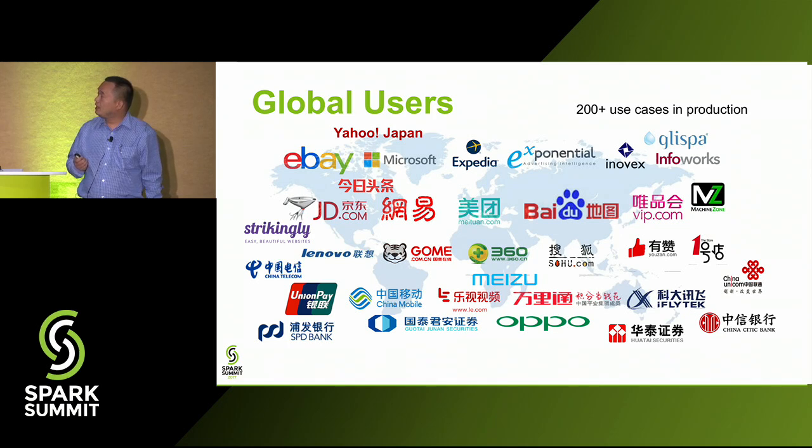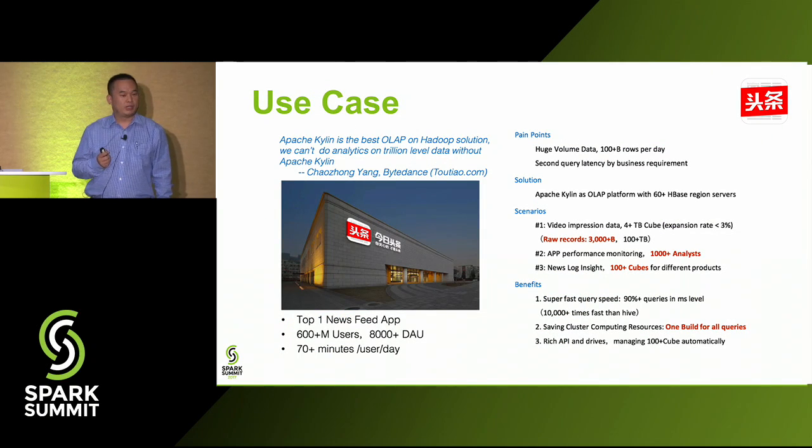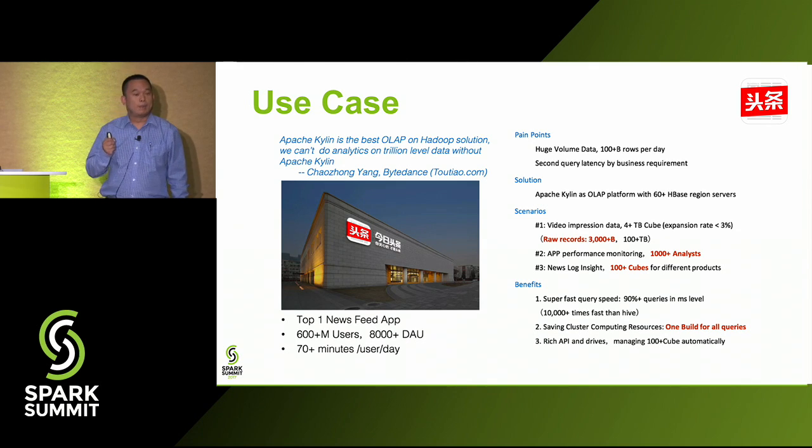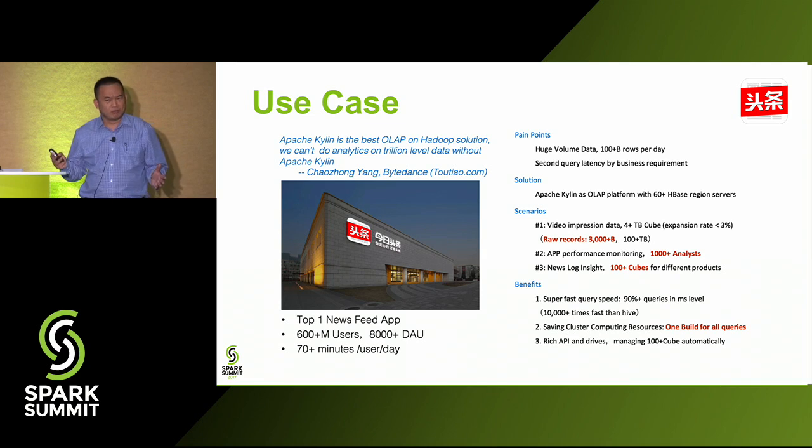So let me highlight one use case from China. We call it Toutiao. Toutiao is the number one newsfeed application in China, and actually I think in the world. Almost every Chinese person is using their app on their iPhone or Android. So they are facing a lot of challenges. They collect a lot of data, right? They generate 100 billion rows per day.